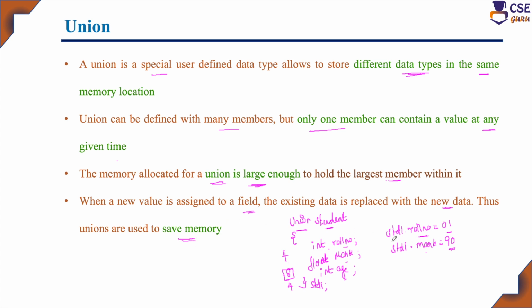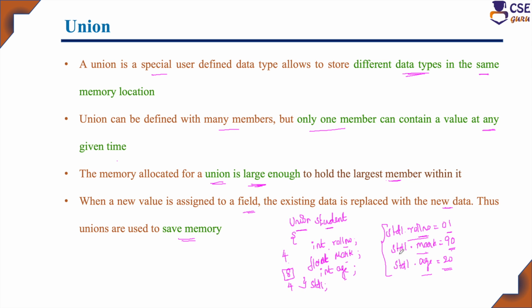So if you initialize with roll number 01, initially that value will be there. If you initialize mark, that value will be there. Suppose I initialize with age, now this memory will be replaced with the age value. Any one of the members, either roll number or mark or age, will hold the data at a time. All the members cannot hold the data at a time. This is the main difference here.